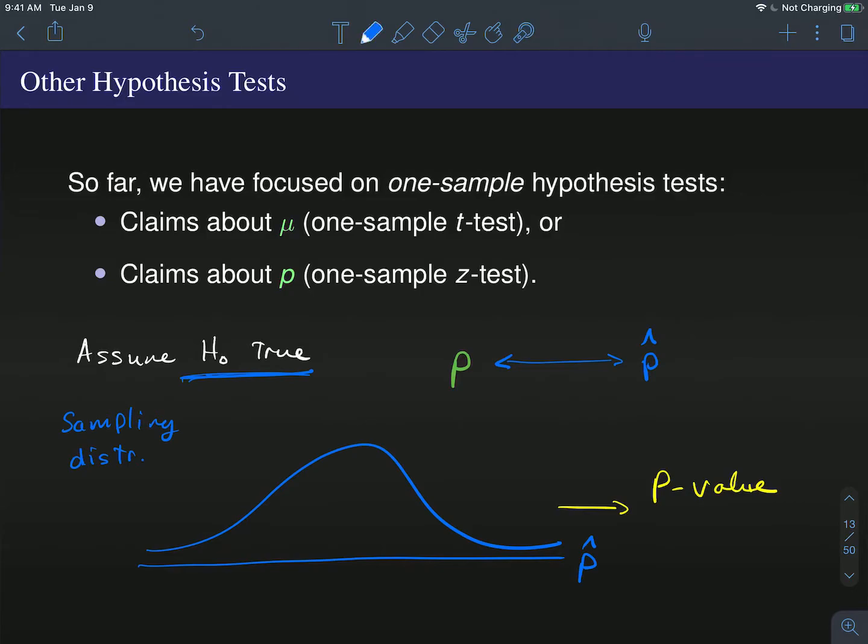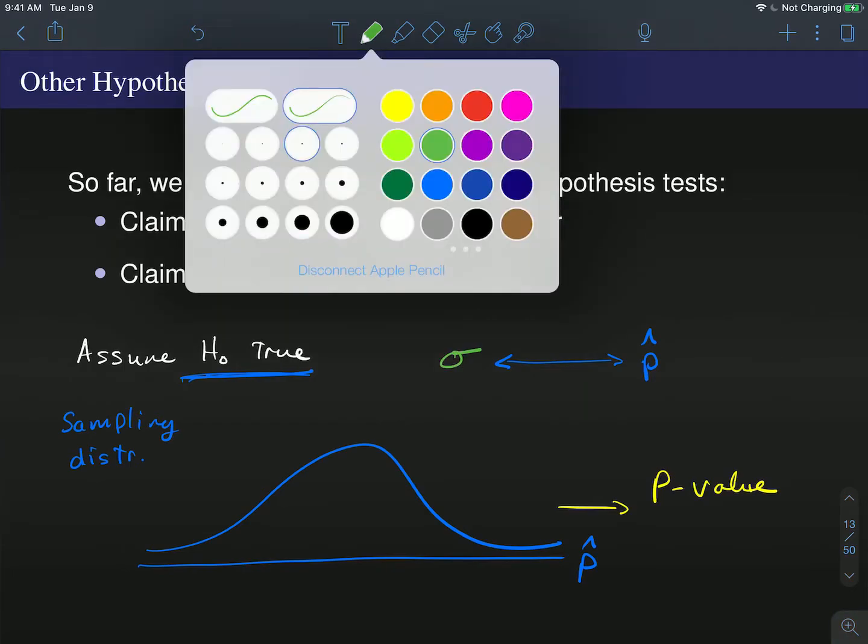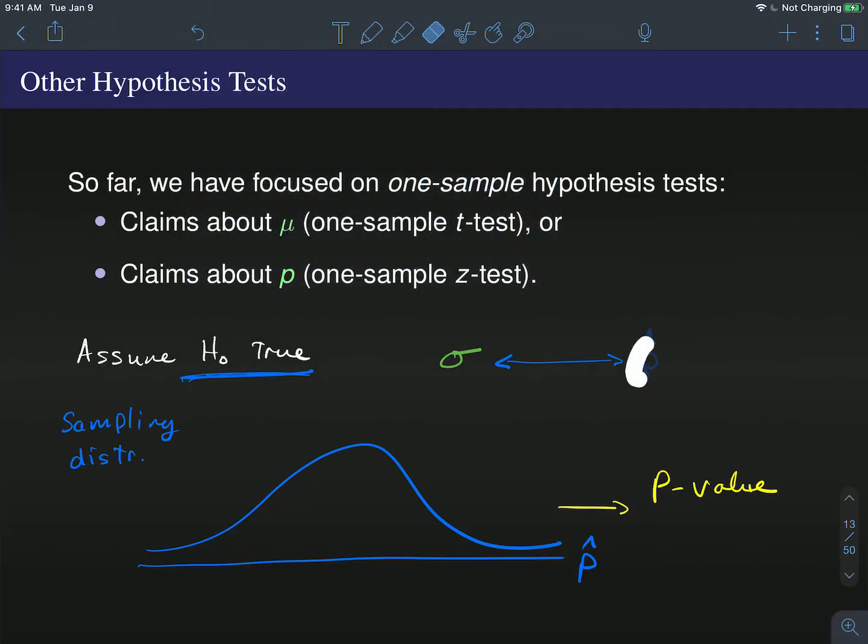So you can envision other parameters that you might want to work with. We won't go over this particular example, but here's another parameter that you're familiar with, a population standard deviation. Its sample version is just a sample standard deviation, S. And we can think about what the sampling distribution for sample standard deviation might look like. It turns out it doesn't have a t or a z distribution associated to it, so it looks very different. But fundamentally, the general process of a hypothesis test will still work.